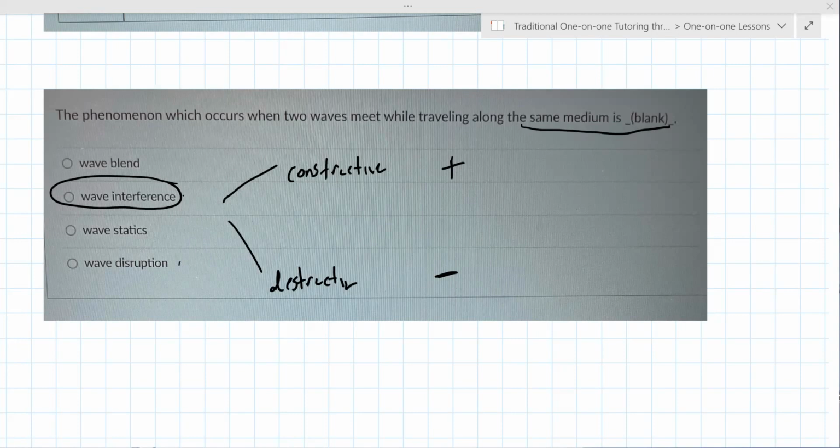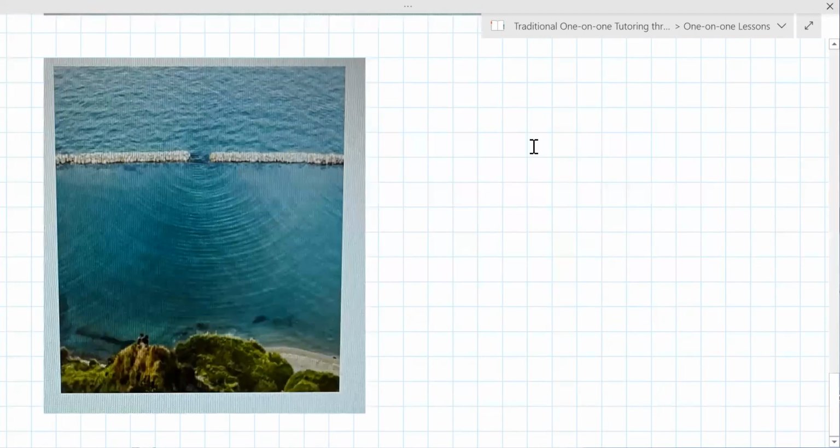Huh. Okay, there's this picture in this next problem. It says the waves passing through a gap in the barrier, which describes what's happening. So I guess it's going this direction. But what's odd is you can see them here, but then there's this overlap. Maybe there's another gap over here. So the four possible answers here are reflection, diffraction, refraction, and interference.